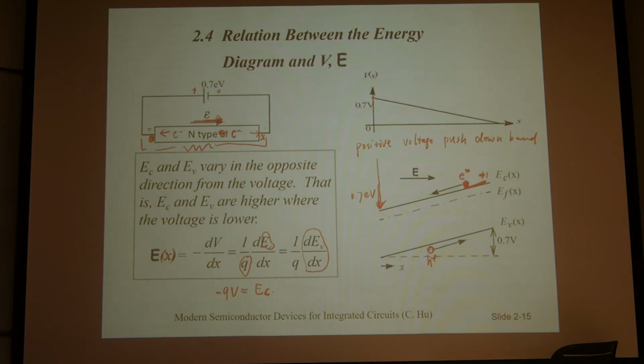Or in other words, electrons always try to go to lower potential. This is a very important concept here. Electrons try to follow this. Meanwhile, you will see that holes will move up. If this is a p-type silicon, then you have holes. Then holes will move up along the hill here.